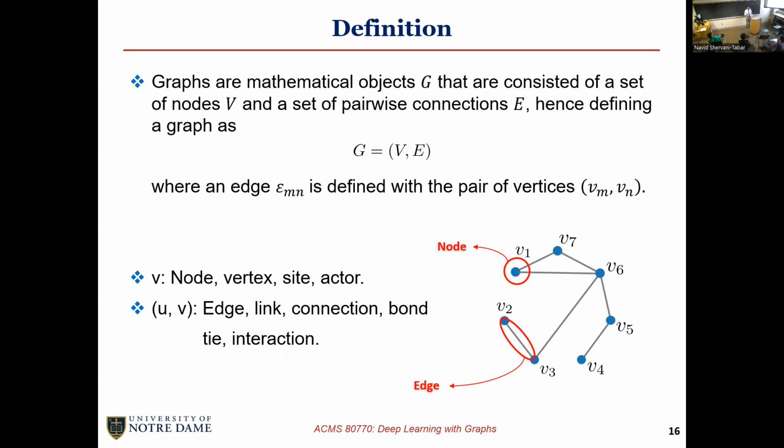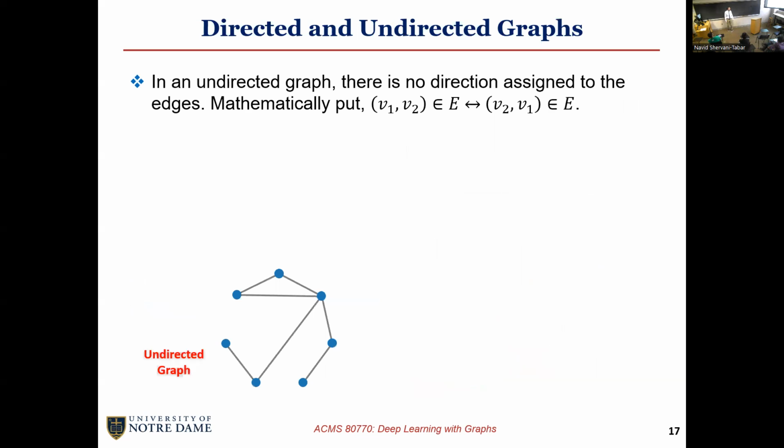They have different names based on the field that the book is coming from. If you're studying a sociology book, it's probably calling graphs networks. And if you're reading a physics book, it's probably calling nodes sites, and it's calling edges bonds. So they have different names in different fields. Node, vertex, site, actor all mean the same. Edge, link, connection, bond, tie, and interaction all again mean the same. It means a pairwise connection between two nodes.